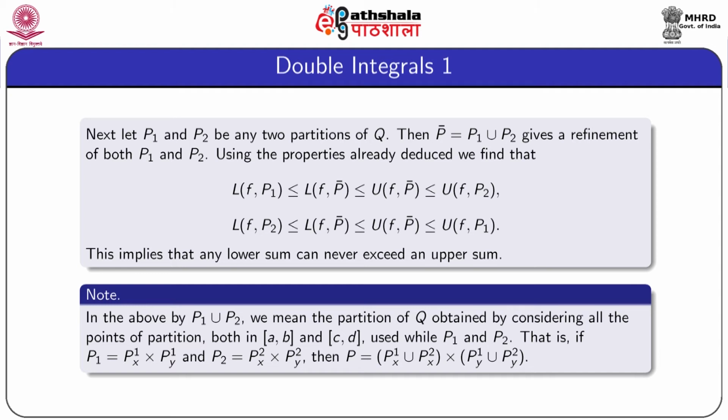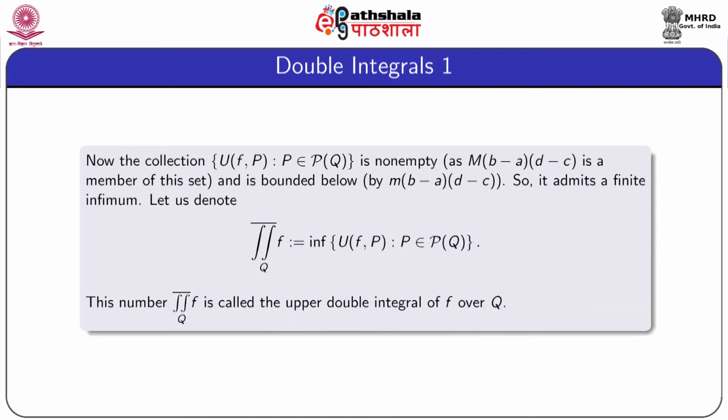In the above, by the symbol P1 union P2, we mean the partition of Q obtained by considering all the points of partition both in [a,b] and [c,d] used while defining P1 and P2. That is, if P1 is Px1 times Py1 and P2 is Px2 times Py2, then P is Px1 union Px2 times Py1 union Py2.